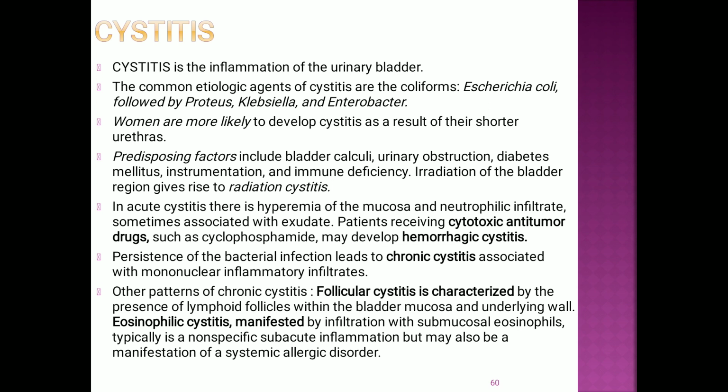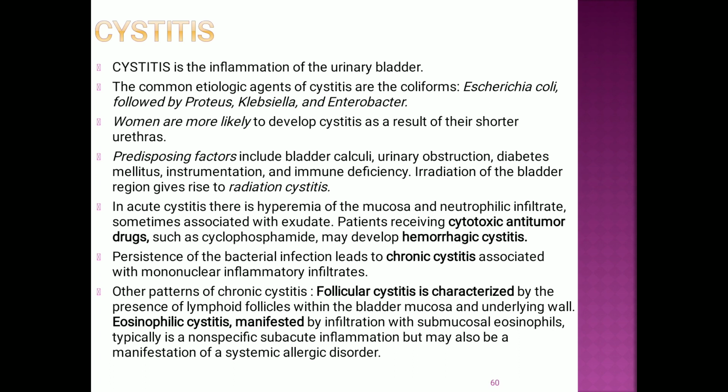Cystitis. It is the inflammation of the urinary bladder. The most common etiologic agents are coliforms, E. coli, followed by Proteus, Klebsiella and Enterobacter. Women are more likely to develop cystitis as a result of the shorter urethra. Predisposing factors include bladder calculi, urinary obstruction, diabetes mellitus, instrumentation and immune deficiency. Irradiation of the bladder region gives rise to radiation cystitis.